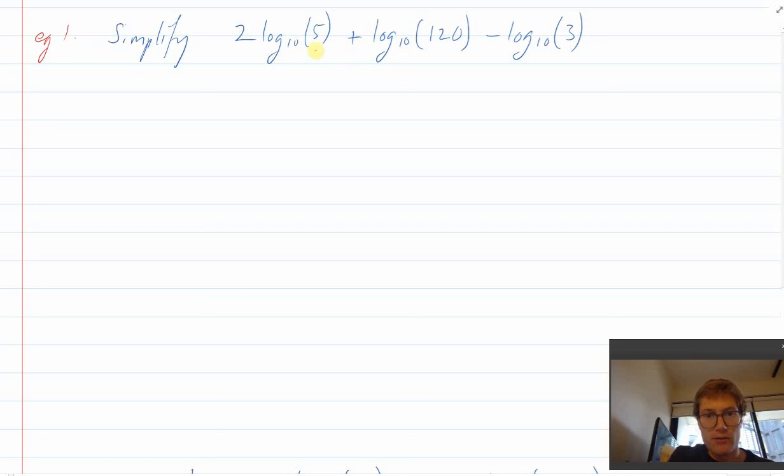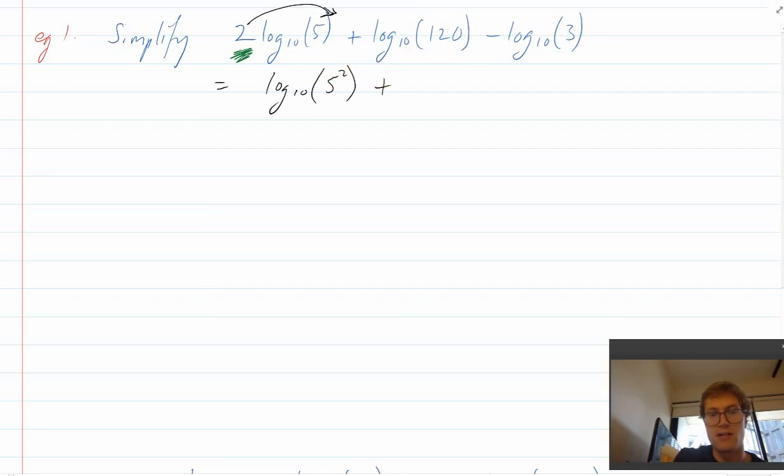Well, here I notice I've got the same base each time. I've got an addition between these ones and then a subtraction. So I'm going to be using log laws 1 and 2. But before I start, I realize I actually can't use those laws yet because this one has a coefficient of 2. So before I can use log laws 1 and 2, I have to get rid of that 2. So the first thing I'll do is change this to be a 5 to the power of 2.